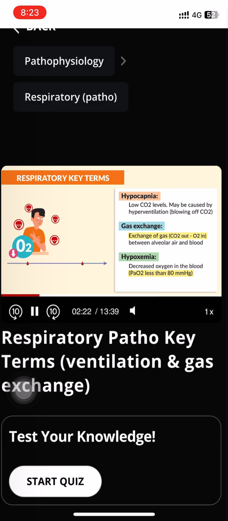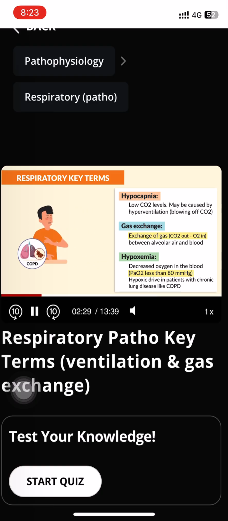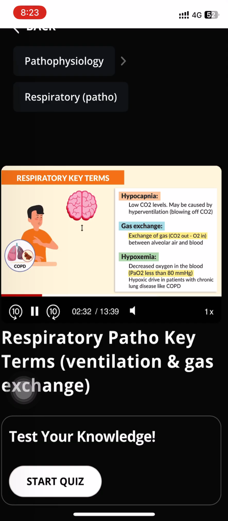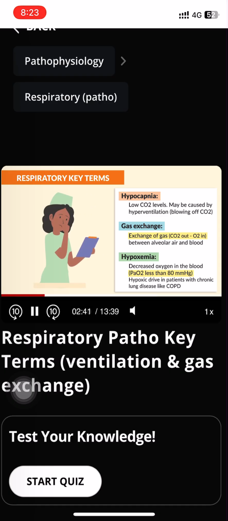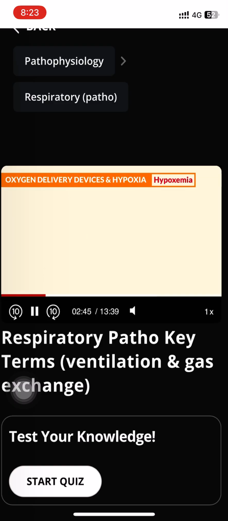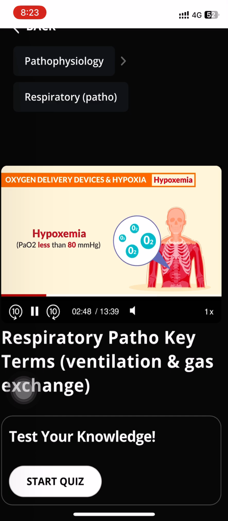Now lastly, another key term here is hypoxic drive in patients with chronic lung disease like COPD. Hypoxic drive is a form of respiratory drive in which the body uses oxygen receptors instead of carbon dioxide receptors to regulate the respiratory cycle. So let's review the key manifestations of hypoxemia. This happens when our PaO2 is less than 80 millimeters of mercury. That's a huge key number, so please write that one down.